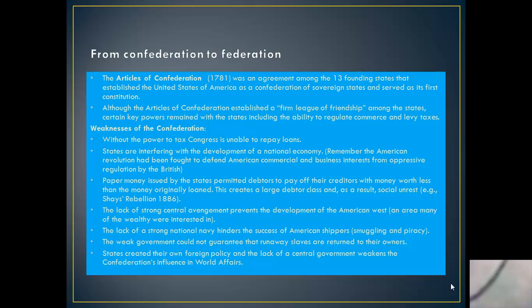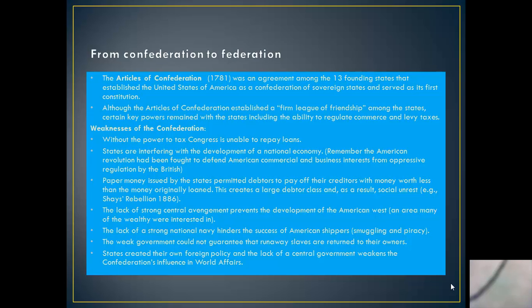Although the Articles of Confederation established a firm legal friendship among the states, certain key powers remained with the states. That is what a confederation is about. Strong states, weak central government. One of the most important powers that remained with the states was the ability to regulate commerce and levy taxes. So let's look more specifically at the weaknesses inherent in this confederation from 1781.